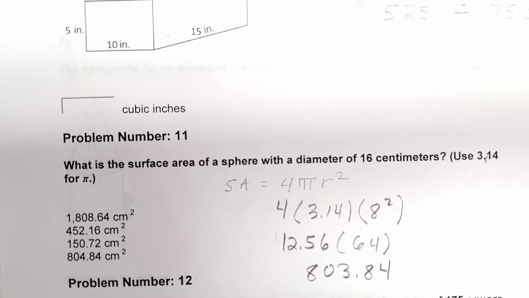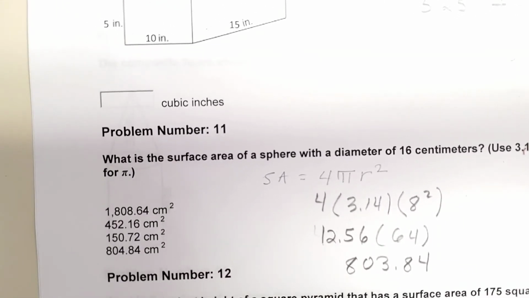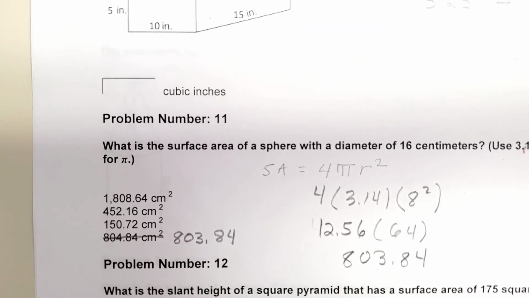And the option on the study guide is 804.84. So we'll have to fix that, but the answer is 803 because I have a score key right here. So we'll just cross that out. 803.84. And that's okay by me.